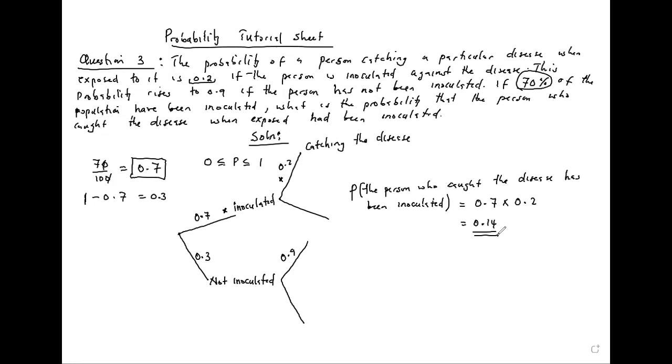So if the question asks, what is the probability that the person who caught the disease when exposed was not inoculated, I would use the downline.